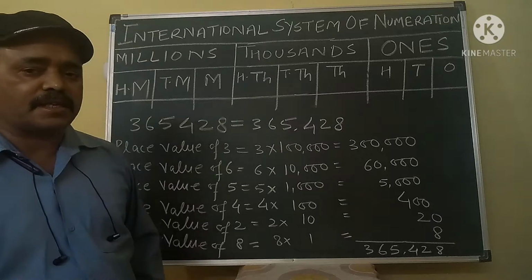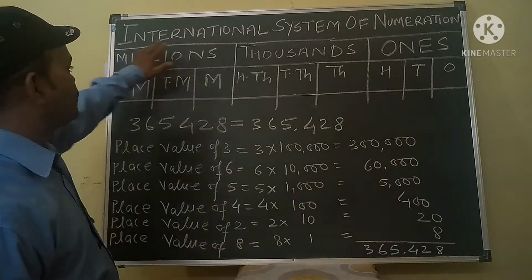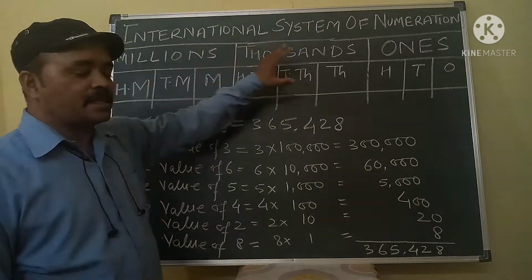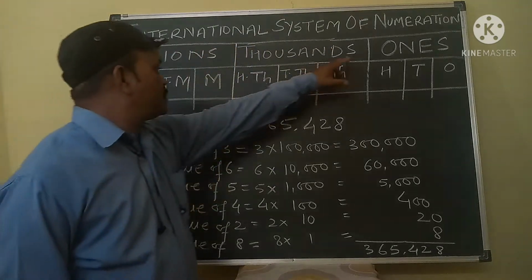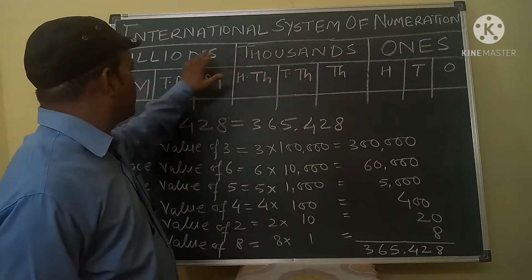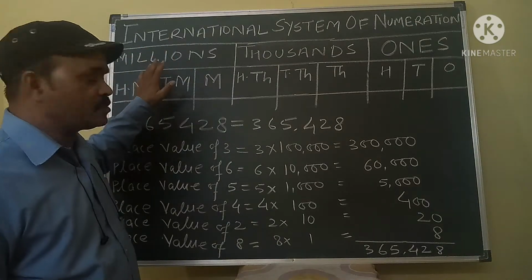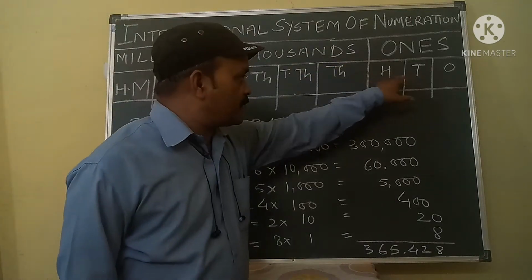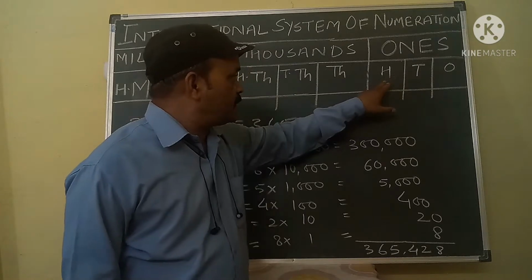Now today we will discuss the International System of Numeration. My dear students, the International System has many periods such as ones, thousands, millions, billions, trillions and so on. The ones period has three places, that is ones, tens, hundreds.